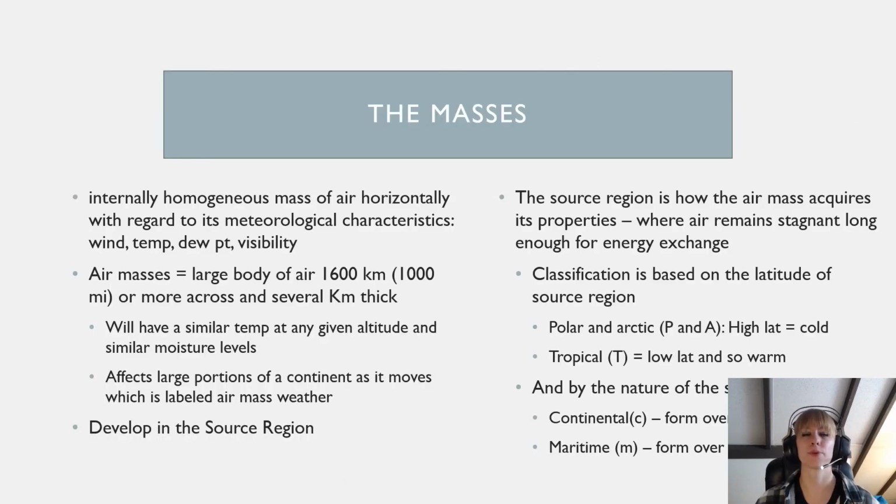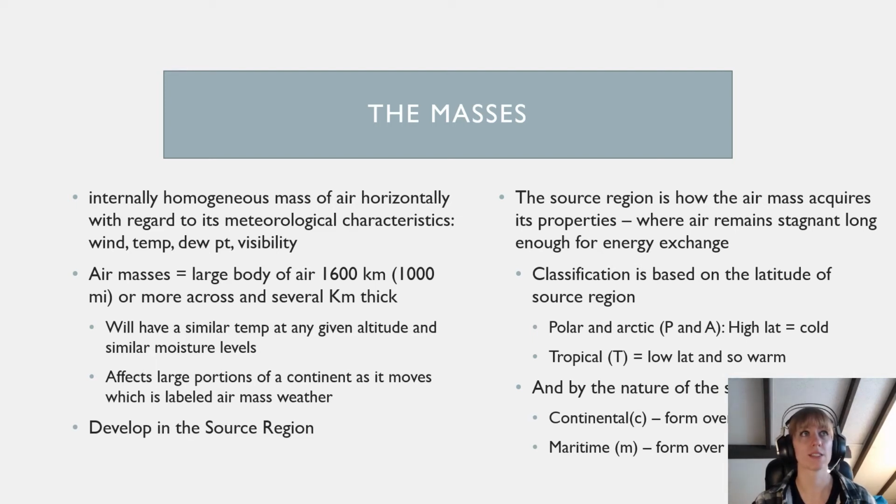So this brings us to air masses, which are internally homogeneous masses of air horizontally. Okay, so they're horizontal, not vertical, with regards to their meteorological characteristics, which are wind, temperature, dew point, and visibility. Basically, it's the same throughout the air mass, which is what homogeneous means. It's changed due to wind, temperature, dew point, and visibility within. So it's not affected by pressure. When temperature changes, pressure changes, not the other way around, especially when it comes to air masses.